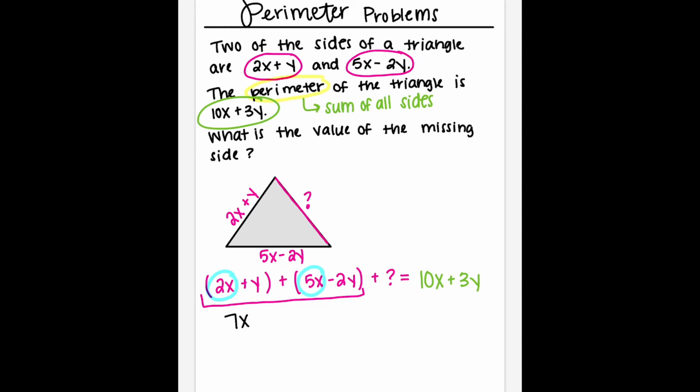And I see variables y. So we have the term y and the term negative 2y. Since this y does not have a coefficient, we can understand that it's a 1. So positive 1y minus 2y is negative 1y, or just negative y. So this polynomial plus the unknown side is equal to the perimeter.